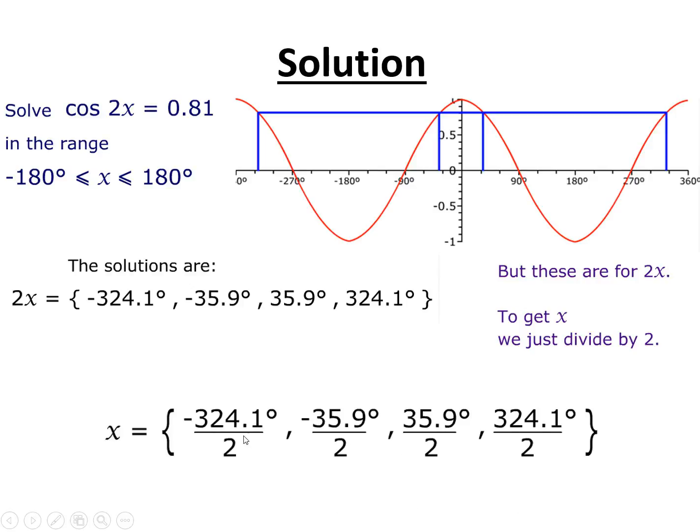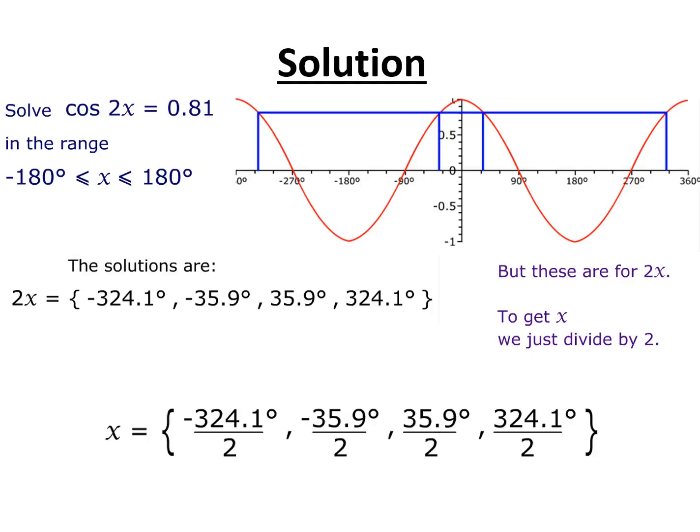So 324.1 divided by 2 is going to be between 180 and minus 180. So if you've got 2x, then you want to double your limits to search between, and you'll find that you'll have x values come out that are between the minus 180 and the 180 you're looking for.